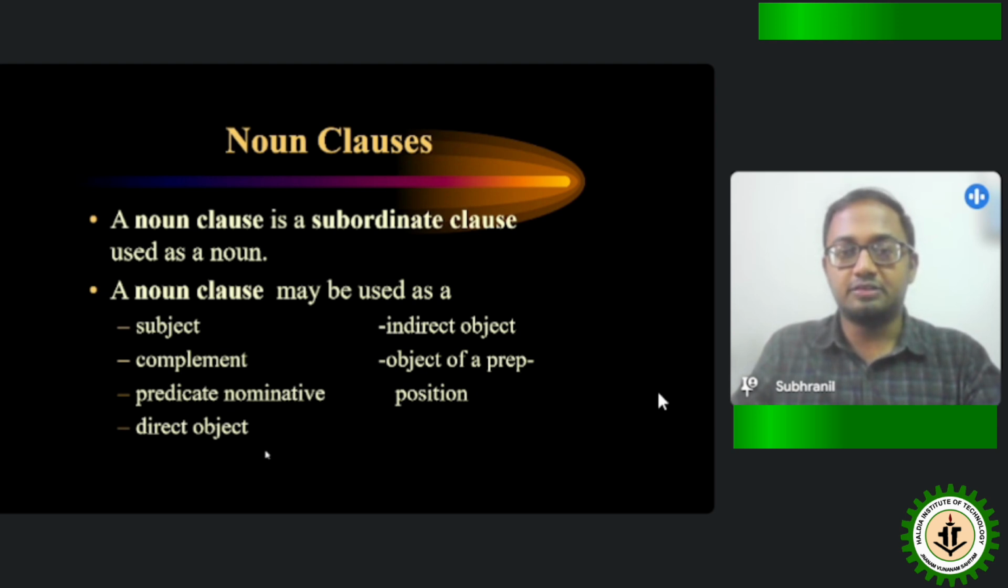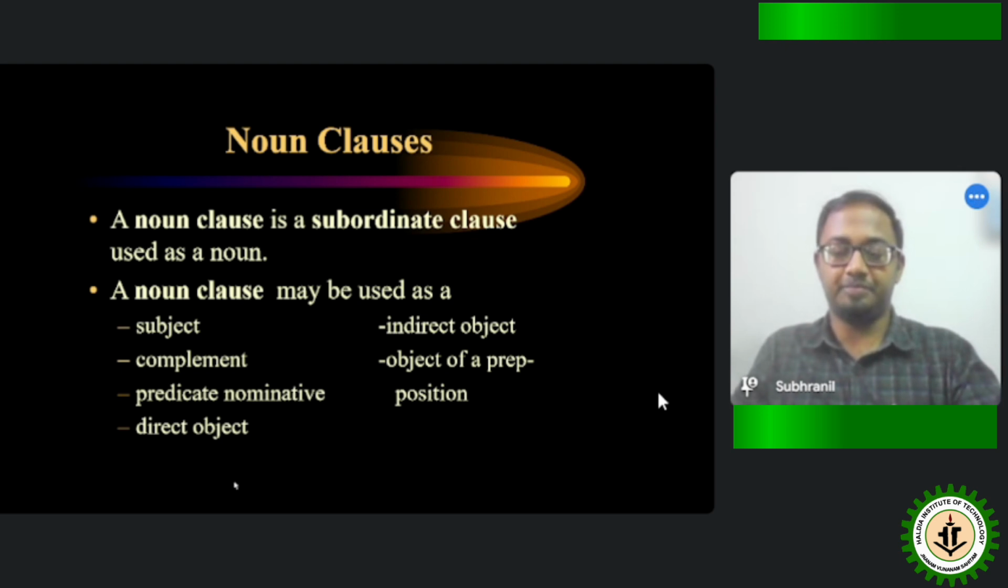Now our third subdivision, noun clauses. Quite similar to the previous two subdivisions, a noun clause is a subordinate clause that is used as a noun. It functions as a noun. A noun clause may be used as a subject, complement, indirect object, object of a preposition, direct object, and a predicate nominative.